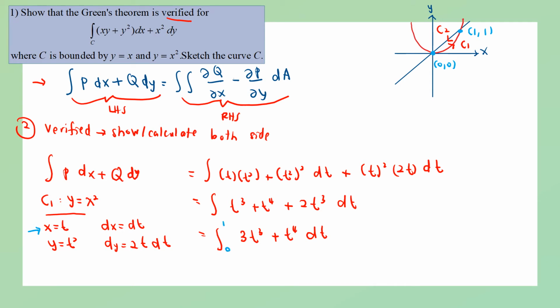So you can integrate it, you will get 3t to the power of 4 over 4 plus t to the power of 5 over 5, limit 0 to 1. So when you substitute 1 and 0, you will get 19 over 20. So this is the line integral for curve 1. So I will continue in the next slide.